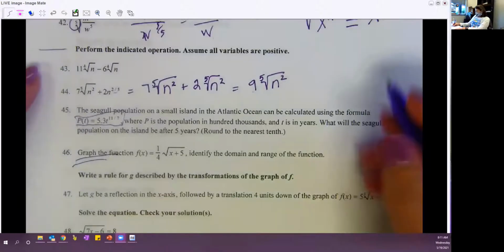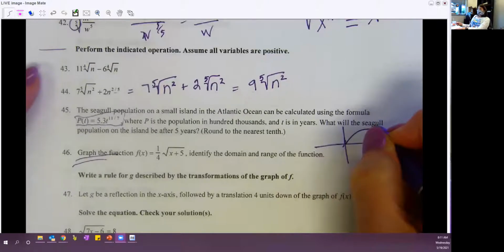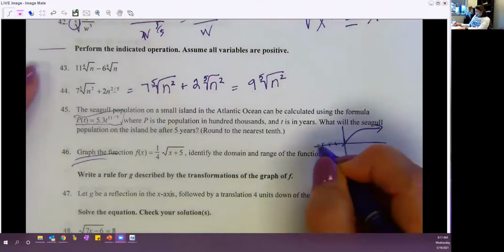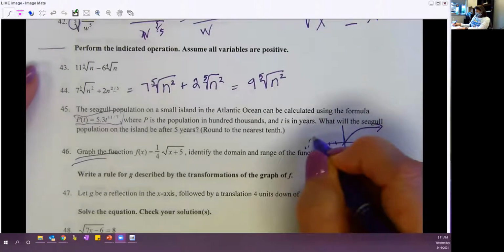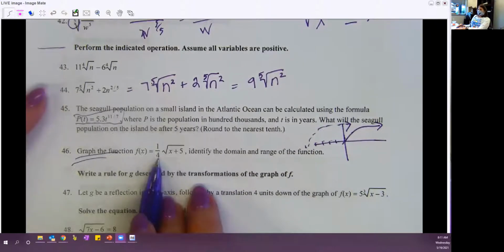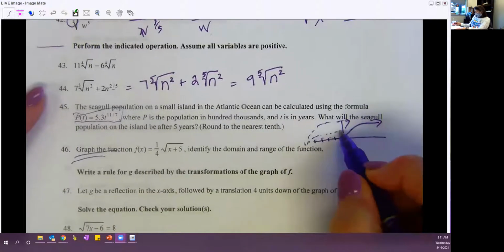You know it's the square root function, which looks like this. Then you know it's been moved left 5, so it has been moved over here. And then it's been vertically compressed by a 4th, so it's going to be a 4th as tall as it was before.